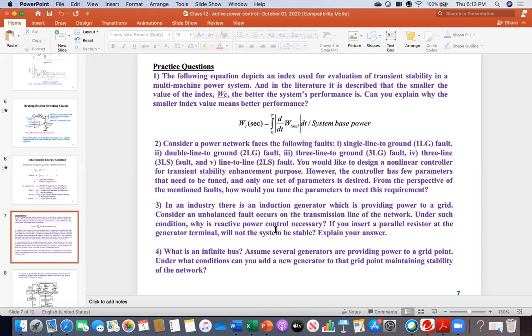But still you have to put some compensator at the generator terminal. In this case, that compensator is the capacitor. So is this fine? Yes, sir.